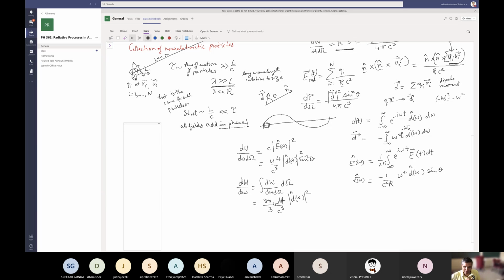So does it sort of remind you of something, this omega to the 4 dependence? Rayleigh scattering. Yes, Rayleigh scattering. Because in Rayleigh scattering, you can think of molecules as oscillators with some frequency omega. And if you have sunlight, for example, exciting those oscillators, they can radiate much more at higher frequencies than at low frequencies.